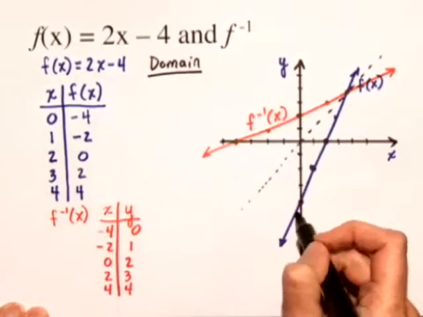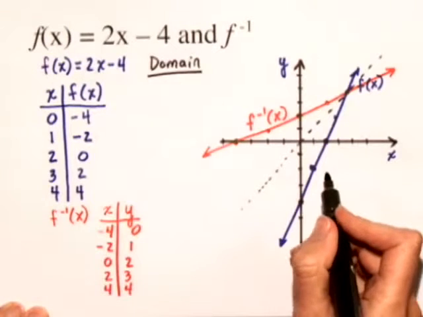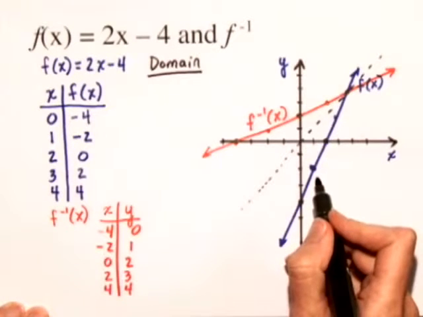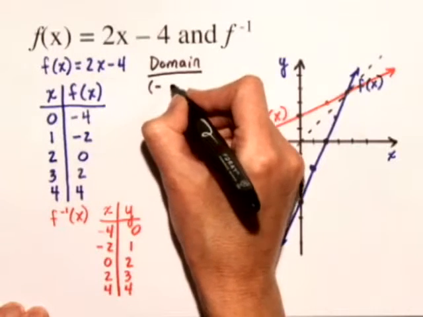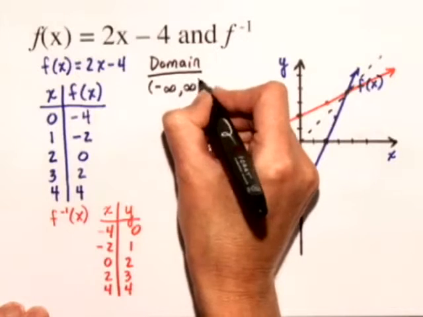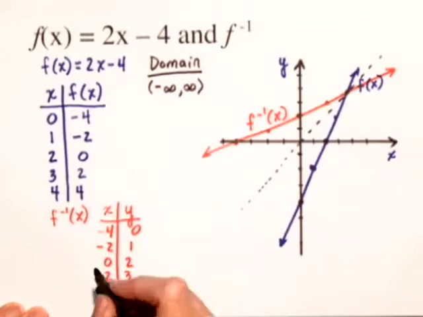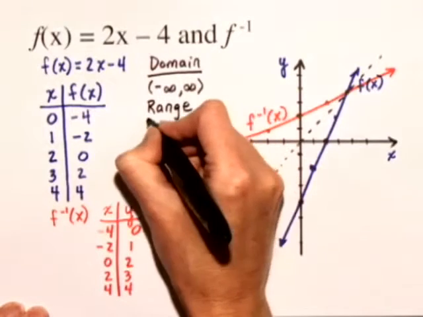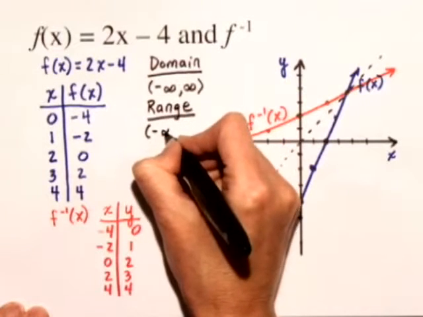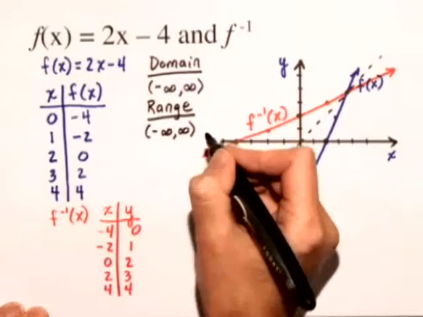So let's go ahead now and talk about the domain of our original function, f of x. Remember, it's a line, and any line with either a positive or a negative slope, in other words, a line that's not a special case, not a vertical or horizontal line, the domain is going to be from negative to positive infinity. We can let x equal any real number. And the same is true of the range. It goes from negative to positive infinity.